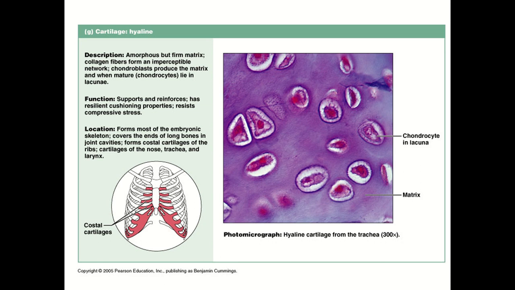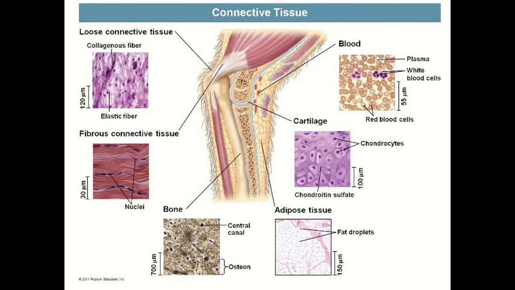Location: it forms most of the embryonic skeleton. It will cover the end of the long bone in the joint cavity, and forms the costal cartilage of the rib, the cartilage of the nose, trachea, and also the larynx. So these are all types of connective tissue. You need to look at it by yourself later.